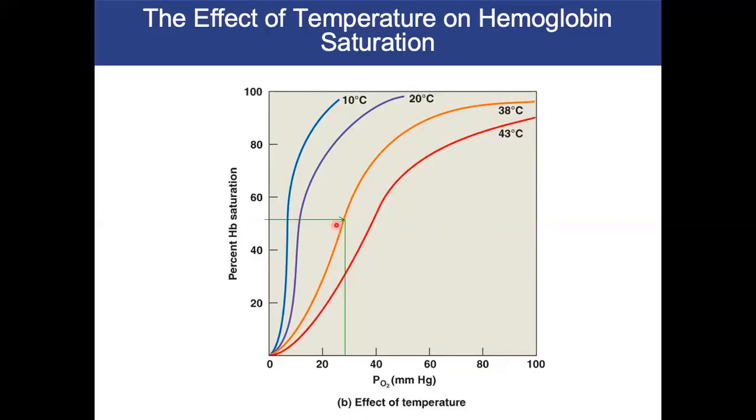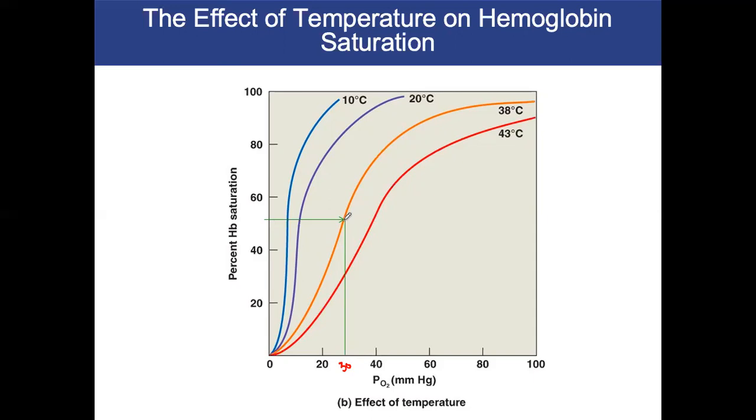So 50% saturation, how much oxygen would we need in the bloodstream to get 50% of the hemoglobin saturated at normal body temperature? About, let's see, 30 maybe, right? Let's do the pen. So 30 millimeters of mercury of oxygen, or we can just say 30 units, okay? So at body temperature, we need 30 units of oxygen to get 50% saturation.